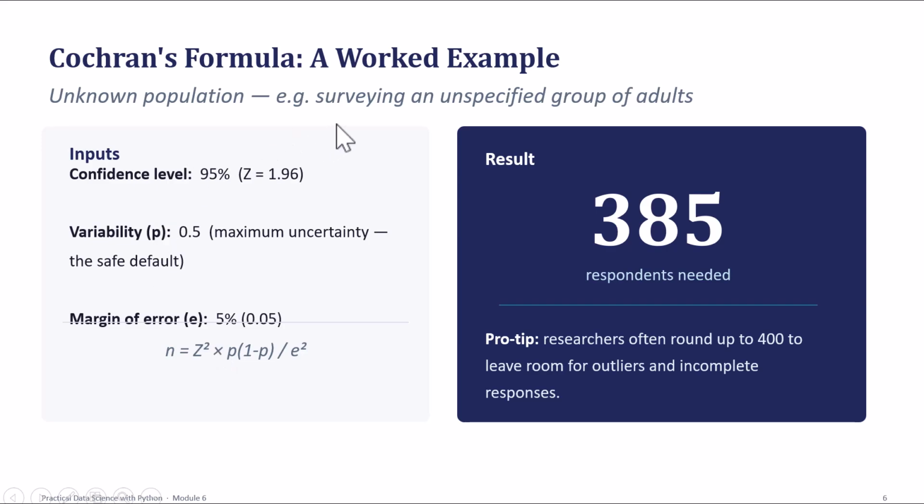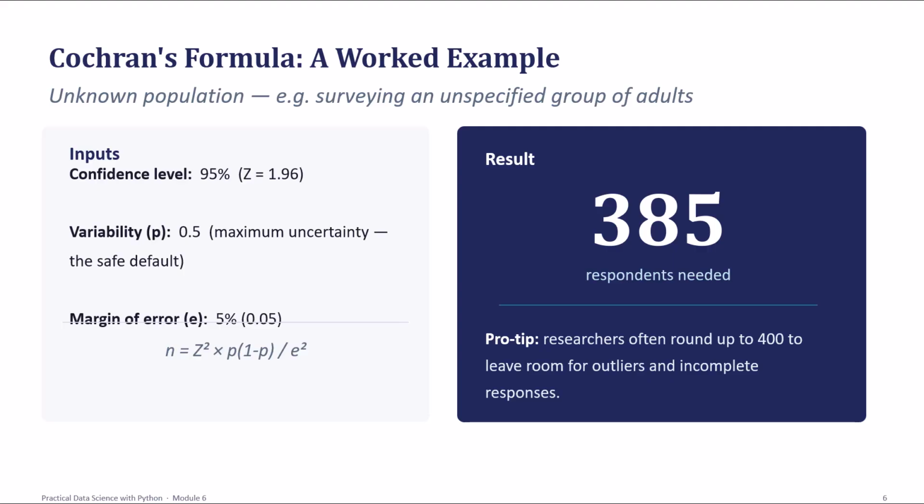So if you look at the formula here, this is the formula for when a population is unknown. Maybe you're surveying an unspecified group of adults, for example. So our confidence level is 95%, which gives our Z. Our Z will be 1.96 automatically. Variability is our maximum uncertainty, and our safe default is 0.5 always, unless your research requires different variability, maybe 0.4 or 0.6. That depends on what you are dealing with. But our margin of error is always 0.05.